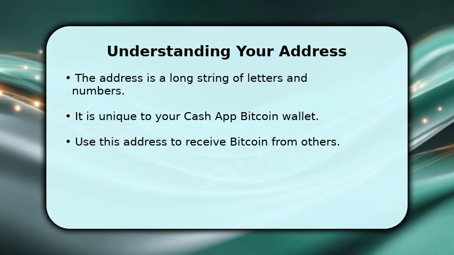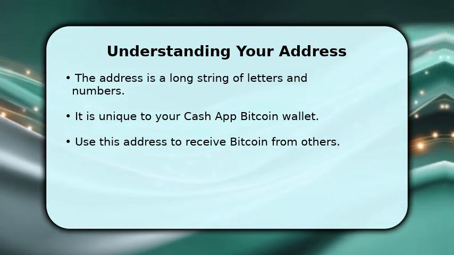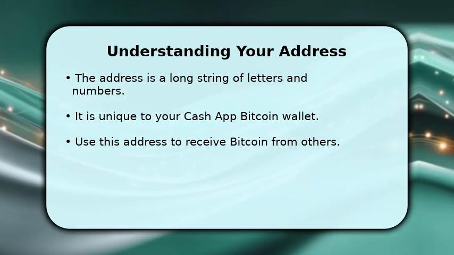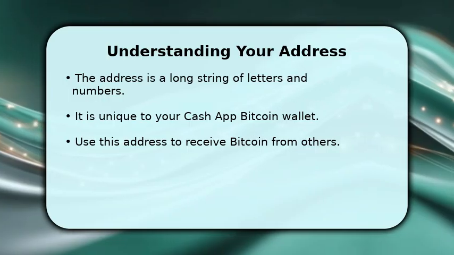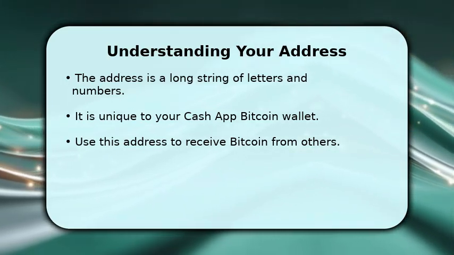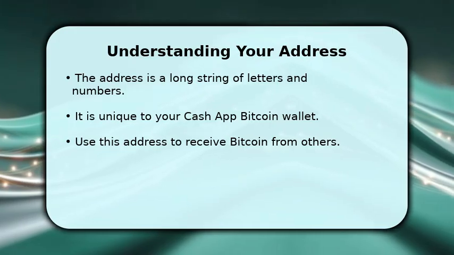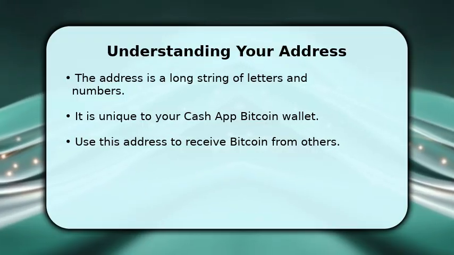Your Bitcoin wallet address is a unique identifier, a long string of letters and numbers, specifically tied to your Cash App account. Think of it like a bank account number for your Bitcoin. You'll share this address with anyone who wants to send you Bitcoin. It ensures that any incoming cryptocurrency goes directly into your designated wallet.